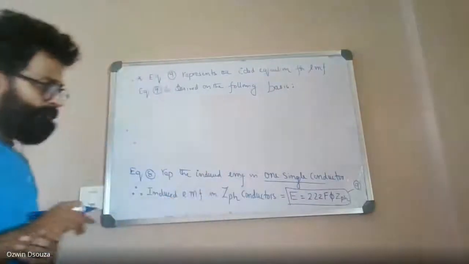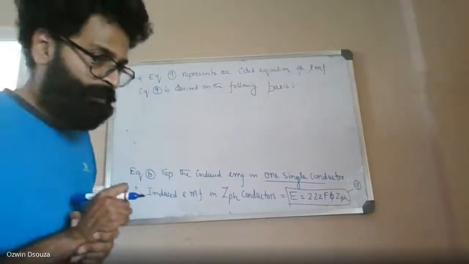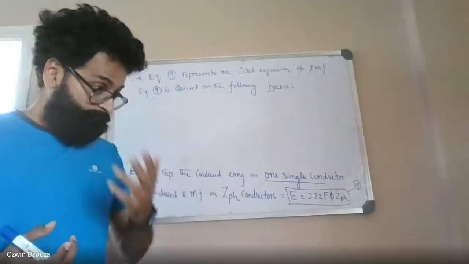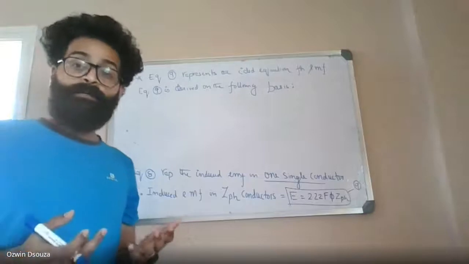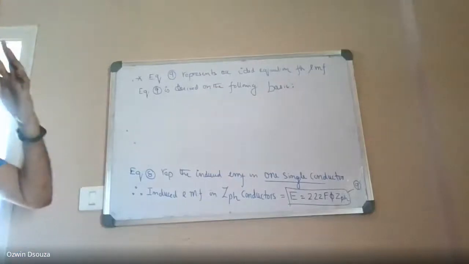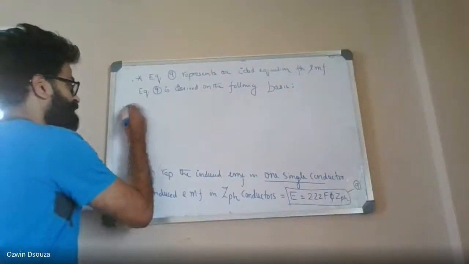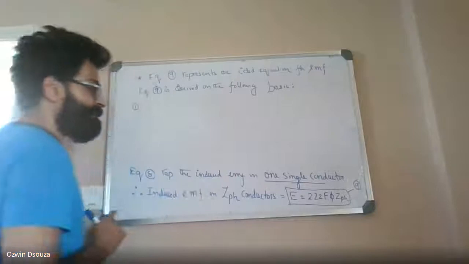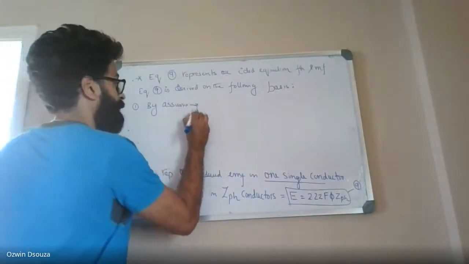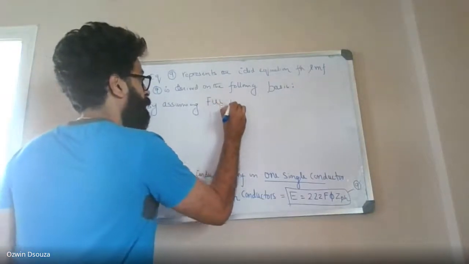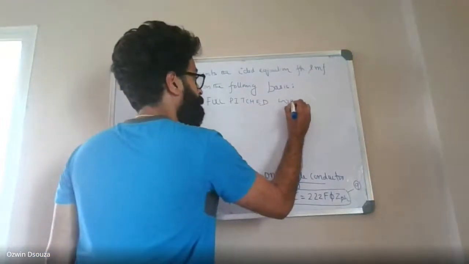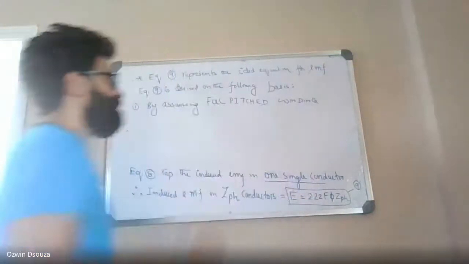So equation 9 represents the most ideal equation, which may not be valid in a real or practical machine. That is due to the following two reasons. The first reason is that equation 9 is derived by assuming full pitched winding.